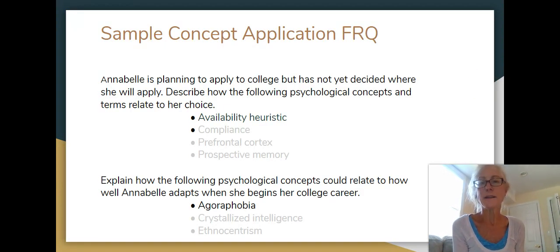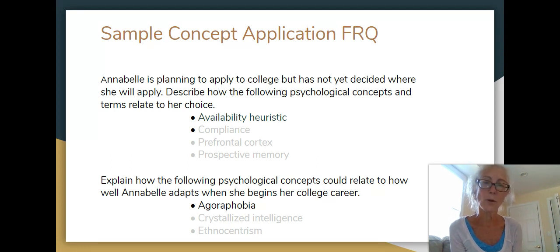Here's a sample Concept Application FRQ from about 5 years ago. It reads like this. Annabelle is planning to apply to college, but has not yet decided where she will apply. Describe how the following psychological concepts and terms relate to her choice. And you are given a list of terms. Today we will just be addressing the availability heuristic.